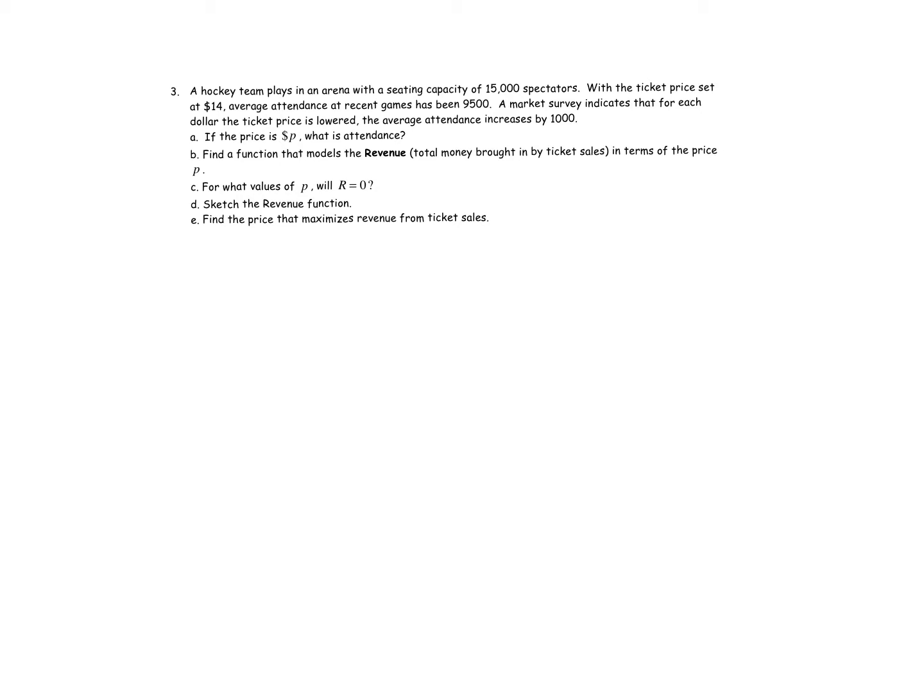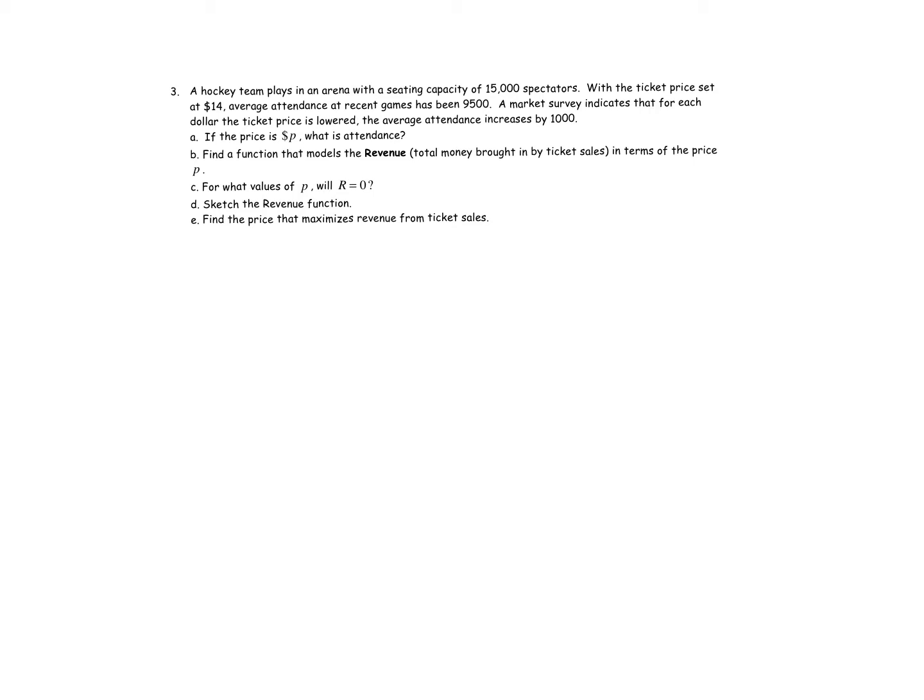Okay, so the hockey team has a capacity of 15,000. With the ticket price set at $14, average attendance has been 9,500. And a market survey indicates that for each dollar the price is lowered, the average attendance increases by 1,000. So for example, if we lowered the price to $13, the attendance would be 9,500 plus 1,000. If we lowered it to $12, the attendance would be 9,500 plus 2,000, or plus 2 times 1,000.